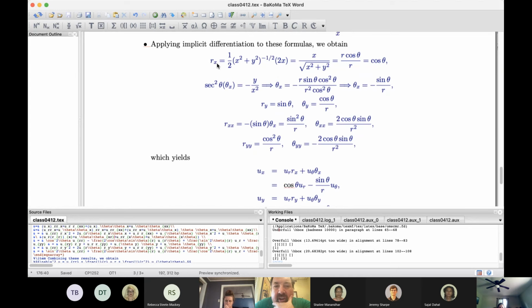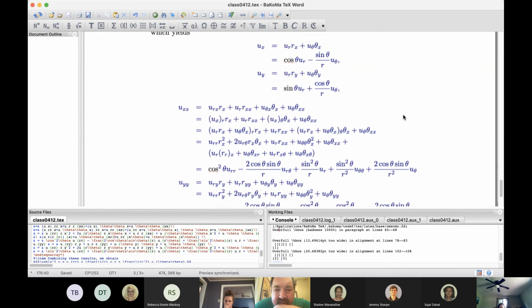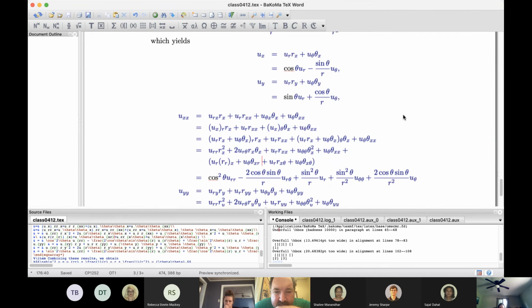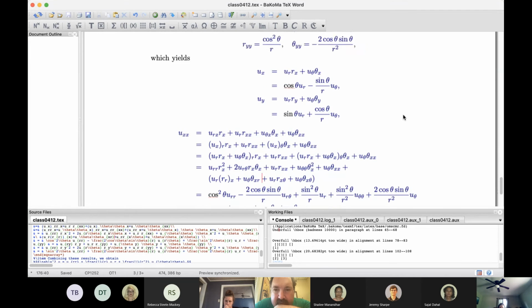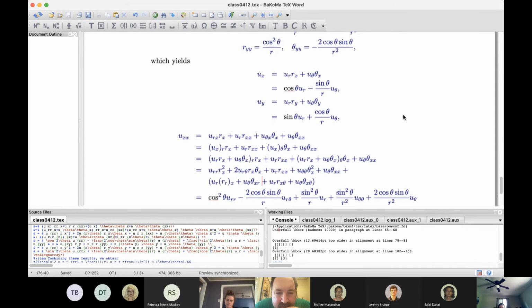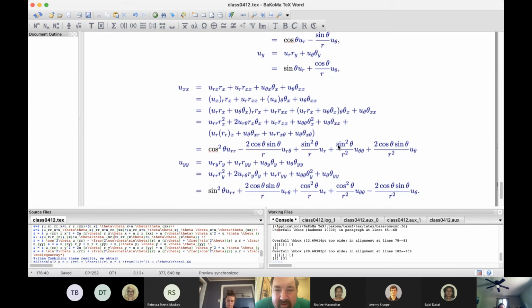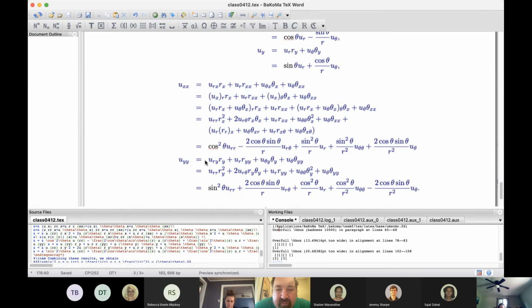Oh, this is another way to see why R_X is 0. dr/dx is cosine theta. You take a derivative of this with respect to R and you get 0. I'll take a look at these other terms here. Now, here we have U_YY worked out in a similar manner.